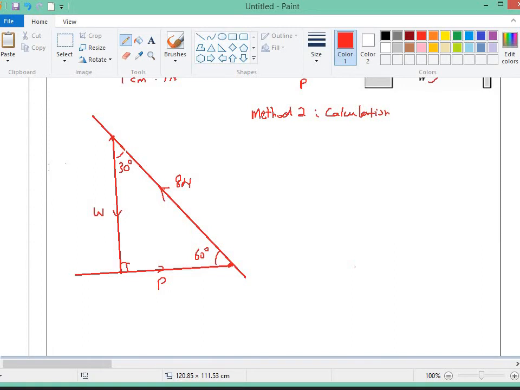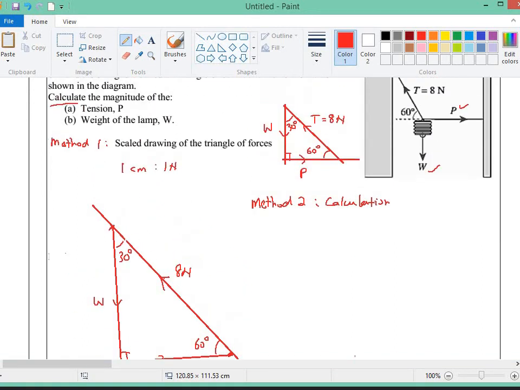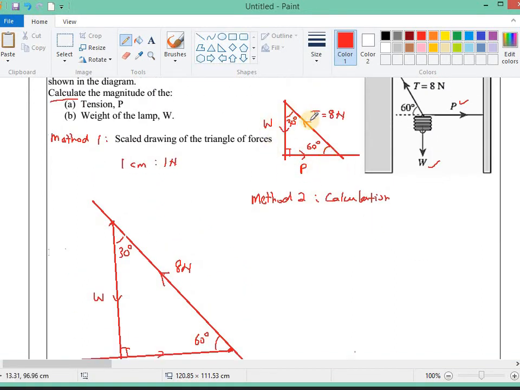for calculation, it must be based on the triangle of forces also. That means the first step is you still need to get the triangle of forces. So after you get the triangle of forces, you get the right angle triangle. And because this is a right angle triangle, you have the angle 60 degree, and this one is 8 Newton, so you can calculate by using trigonometry. You can calculate tension P by using cos.